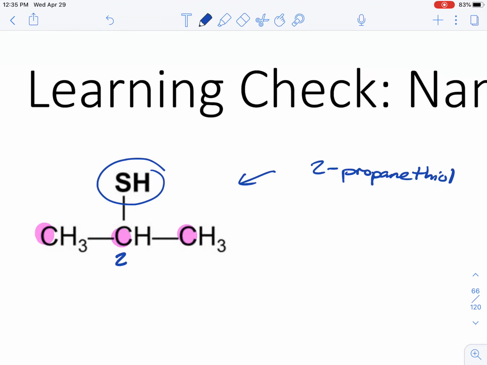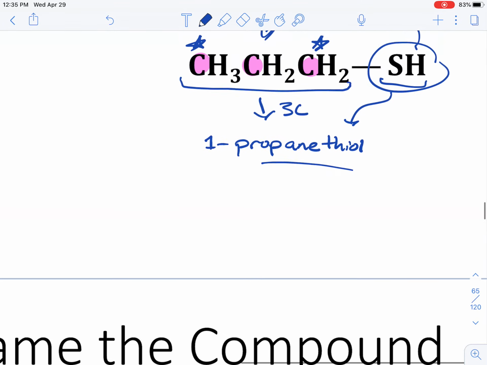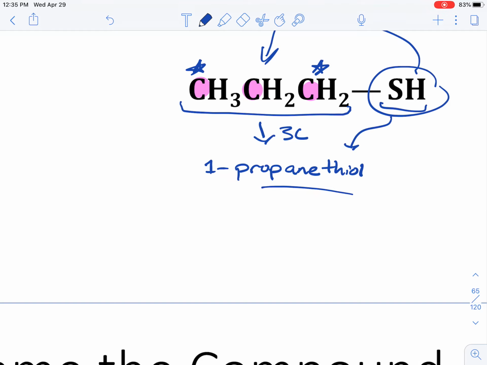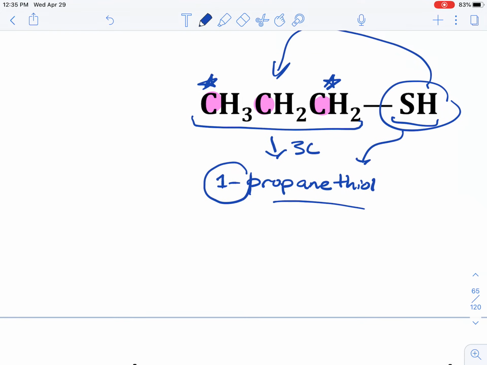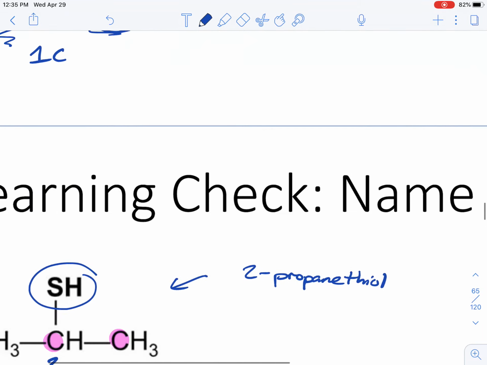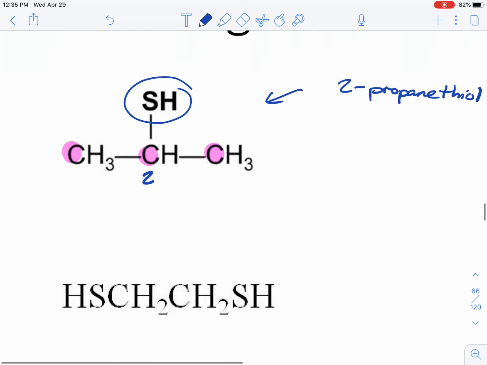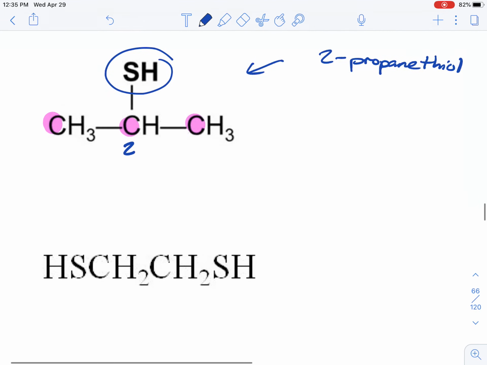And so because there are two different ways to name a 3-carbon organic compound with a sulfhydryl group, you must communicate to the reader the carbon number of where that sulfhydryl group is covalently bonded, or where that sulfhydryl group is located on the carbon chain. Okay. All right, so let's go ahead and look at this next example.